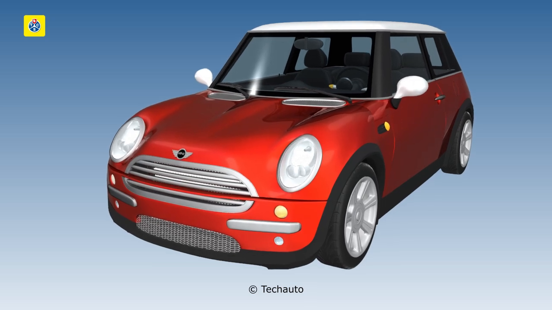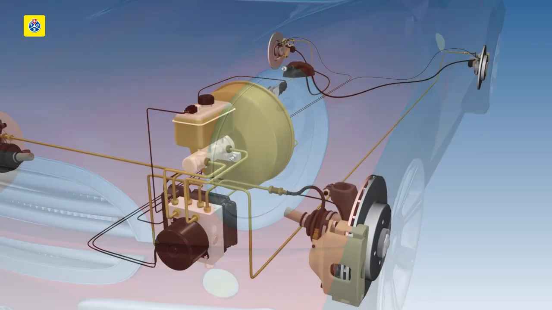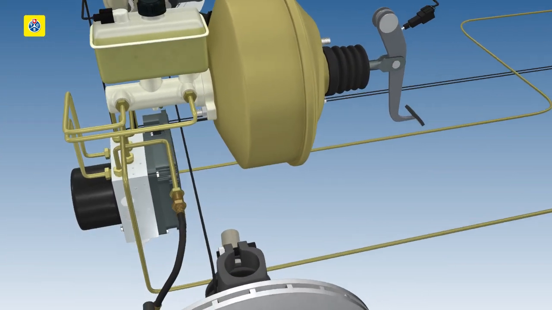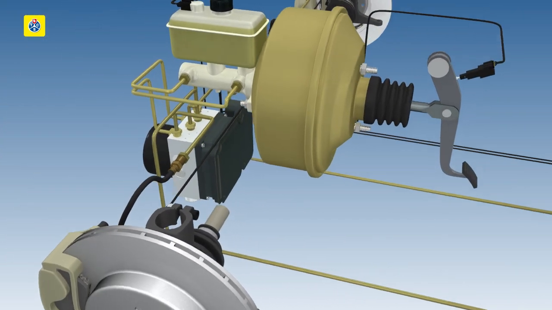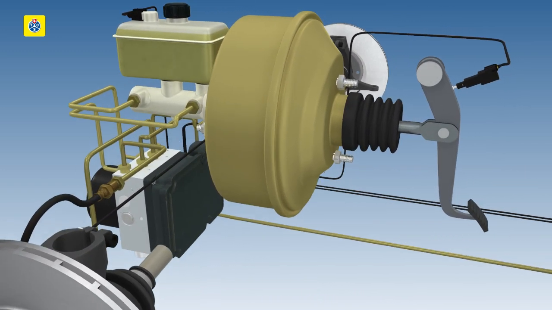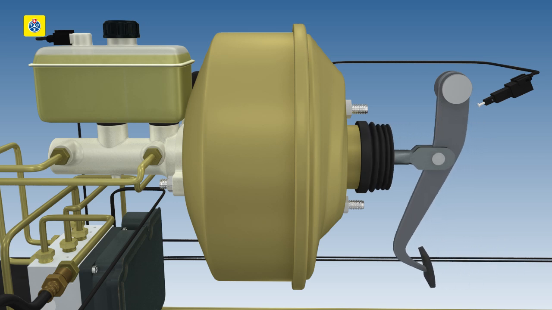The braking system enables the vehicle to decelerate as quickly as possible while preventing the wheels from locking. It mainly consists of disc brakes, an ABS unit, a master brake cylinder, and a brake booster. The brake booster amplifies the force exerted on the pedal.